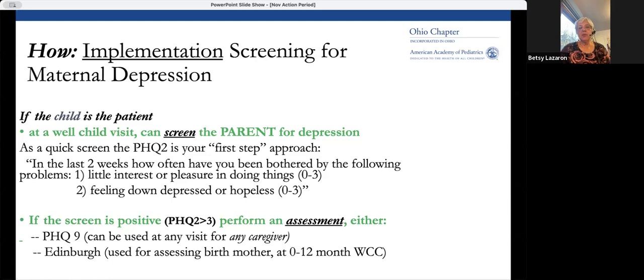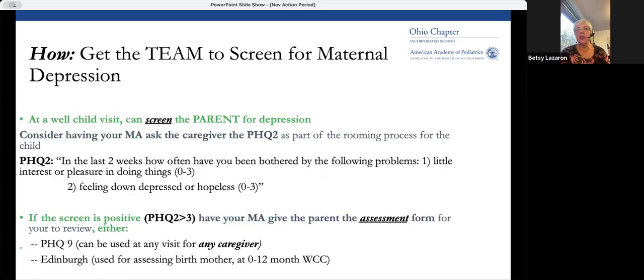Now, the Edinburgh is really specific for the birth mother at 0 to 12 months old because it's eliminated some of those questions we would expect to be positive in any woman postpartum, particularly regarding sleep and fatigue, which you do have in the PHQ-9 and is not in Edinburgh, because otherwise all Edinburghs would look positive. But you can use a PHQ-9 on grandma or on dad.